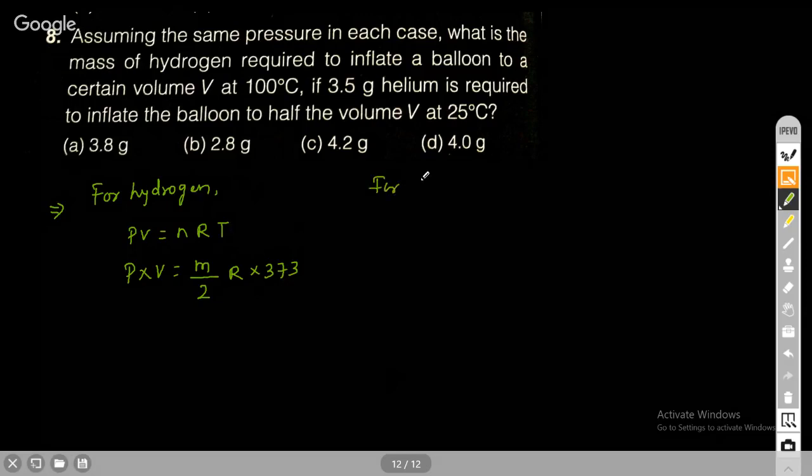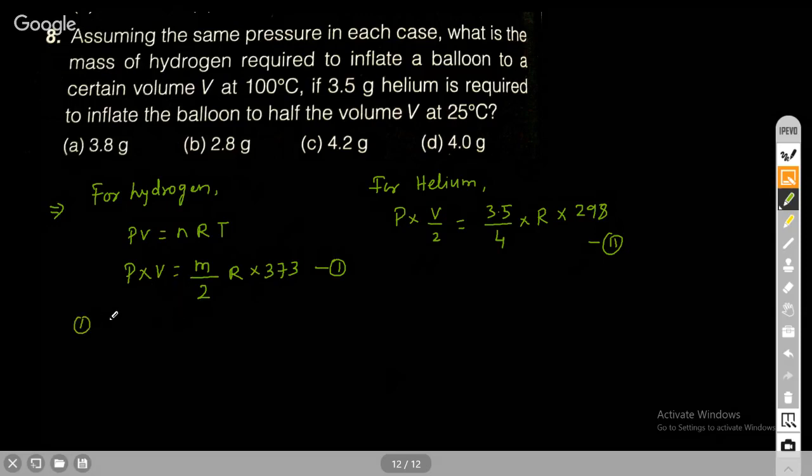Similarly, for helium, it is P into volume V by 2, because half of this we have. Number of moles is mass of helium, 3.5 gram, divided by the molar mass of helium, which is 4, into R into T, which is again 25 degrees Celsius plus 273, so it is 298. Now, this is 1 and this is 2. We'll simply divide 1 by 2, right?